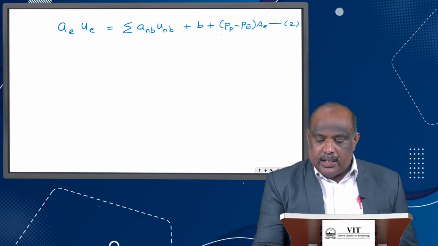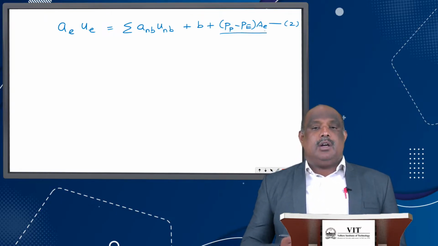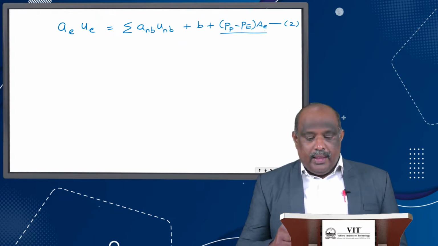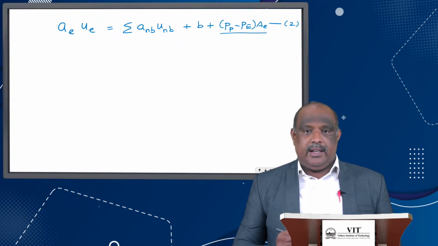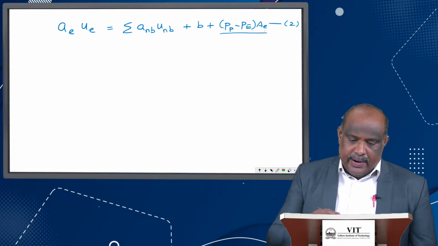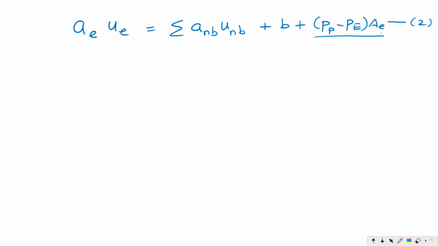Here also, in this equation, the pressure term is not known. PP minus PE is not known. If this is known, definitely I can find UE, that is the velocity at the U control volume. So we first have to find PP minus PE. For that, we can go for the iterative method.